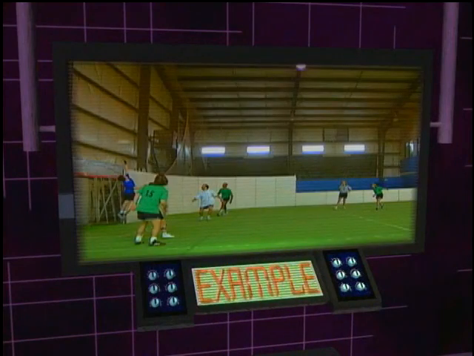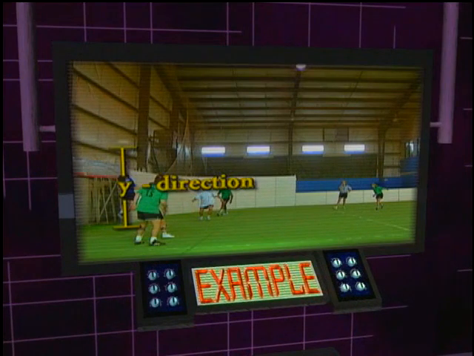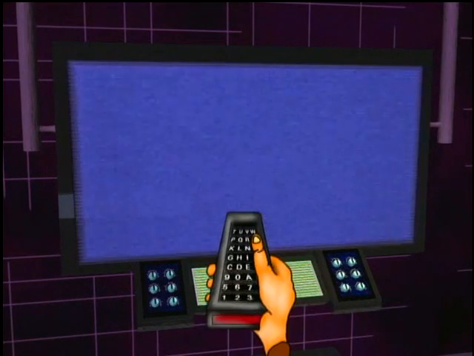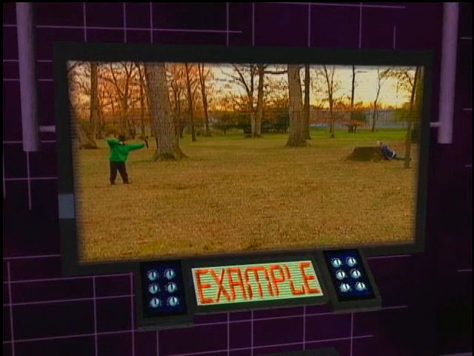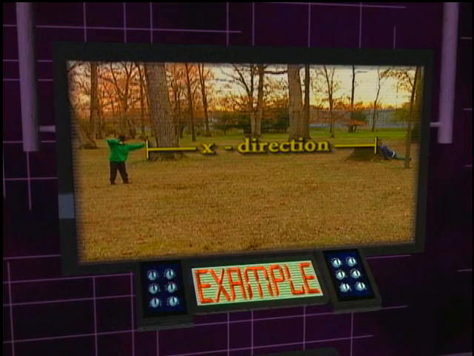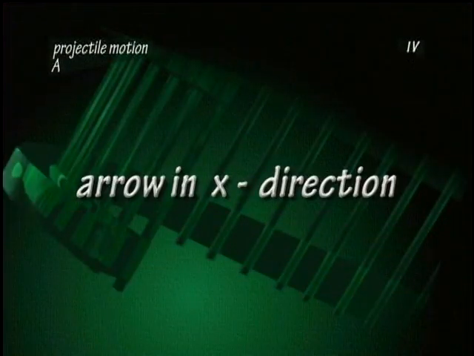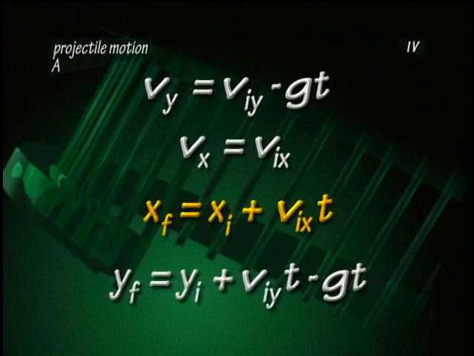Remember, in the soccer ball problem, we wanted to know how high off the ground the soccer ball was. We wanted the vertical height. So that's distance in the y direction. In this example, we want to know the distance the arrow has traveled horizontally, or in the x direction. The question is asking for the distance the arrow traveled in the x direction. So of our 4 equations, use x final equals x initial plus the initial velocity in the x direction times time.